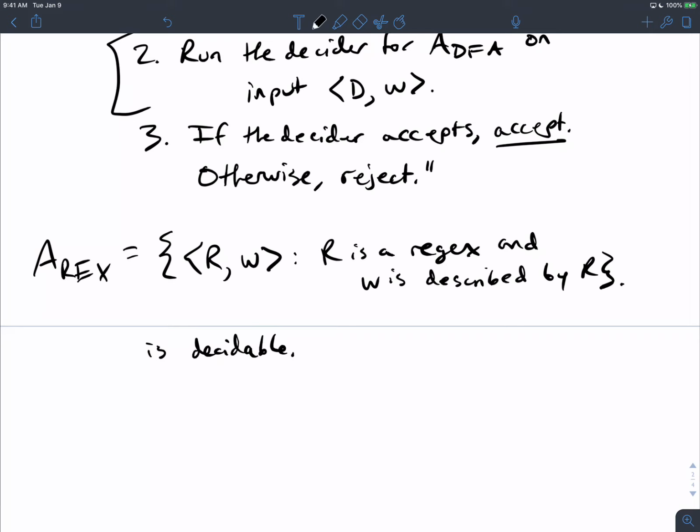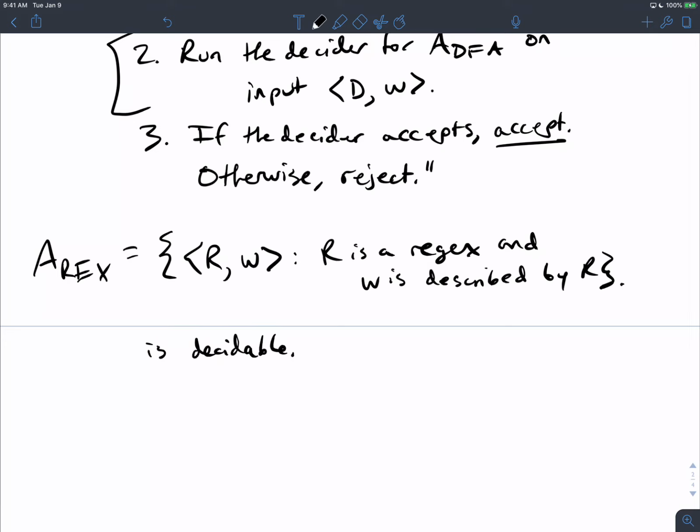So why would this be decidable? Right, because we can convert a regex into an NFA, and then what do we do with the resulting NFA? Call the decider for an NFA, which we already saw. So you can see now that we're building up this library of problems that we can solve. We started with ADFA, then we got ANFA because we already built the one for ADFA, and then we have one for regexes too. What about regular grammars? Same thing. Just convert it to an NFA and call the ANFA decider.